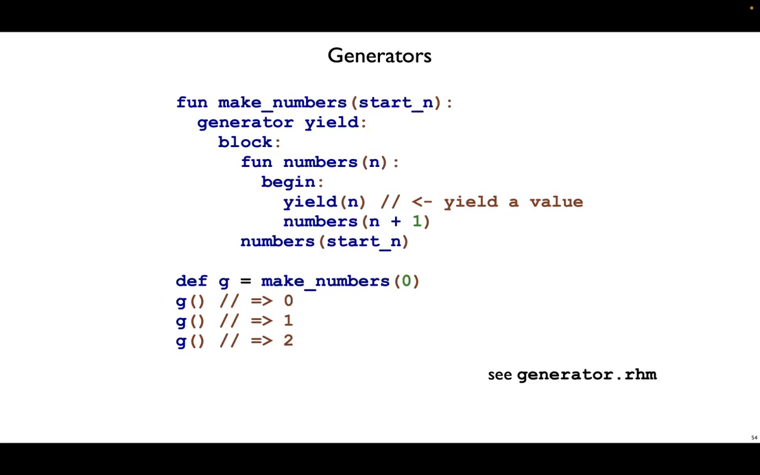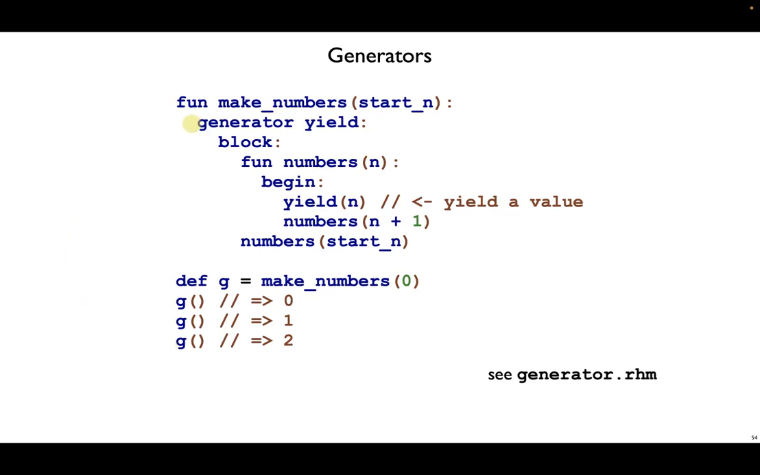Let's show how to build generators using letCC. So this function, makeNumbers, takes in a starting number and then returns a generator. Jumping down below, we can use makeNumbers by supplying an initial value, in this case 0, and now every time we call g, we get the next value in the sequence, 0, 1, 2, and this will go on as many times as we feel like calling g.